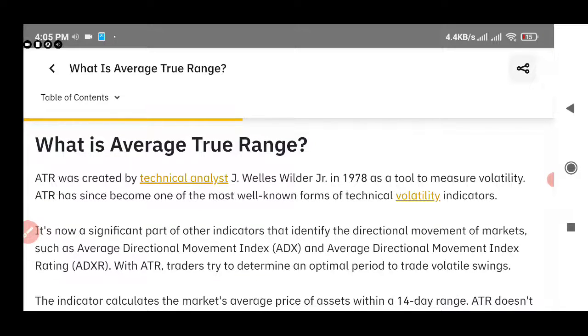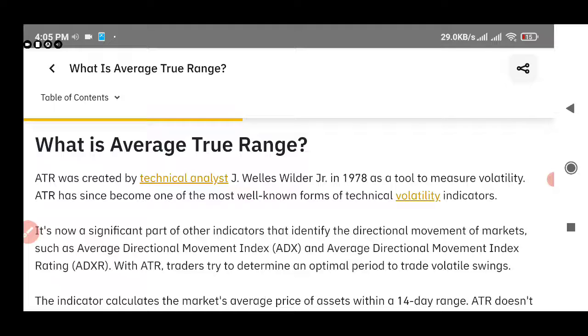What is average true range? ATR was created by technical analyst J. Wells Wilder Jr. in 1978 as a tool to measure volatility. ATR has since become one of the most well-known forms of technical volatility indicators. It's now a significant part of other indicators that identify the directional movement of markets, such as Average Directional Movement Index (ADX) and Average Directional Movement Index Rating (ADXR).